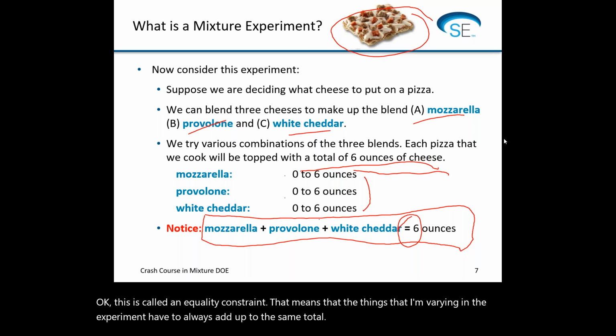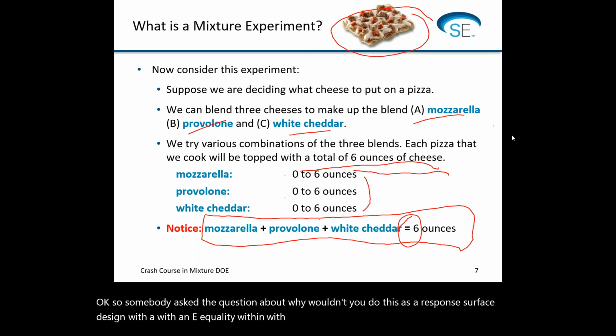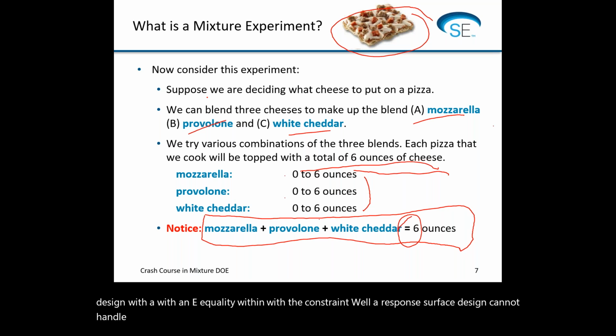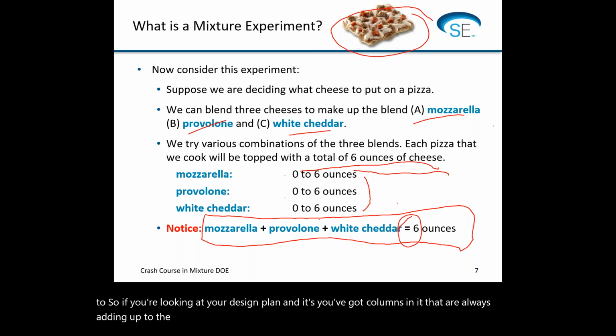Okay, so somebody asked the question about why wouldn't you do this as a response surface design with a constraint? Well, a response surface design cannot handle an equality constraint. It can only handle a less than or equal to, or a greater than or equal to. So if you're looking at your design plan and you've got columns in it that are always adding up to the same total, you have a mixture experiment.